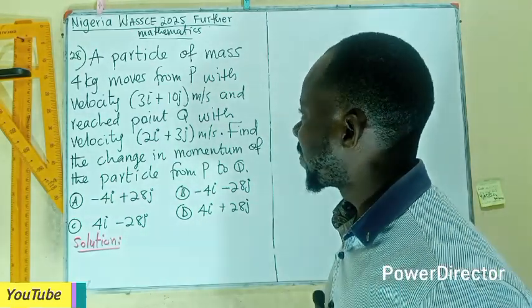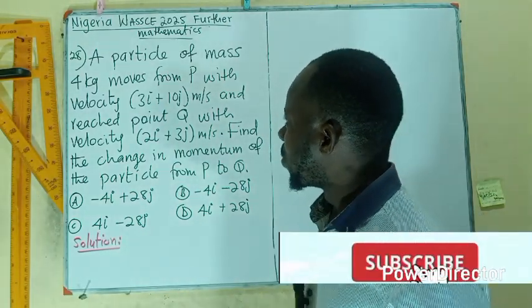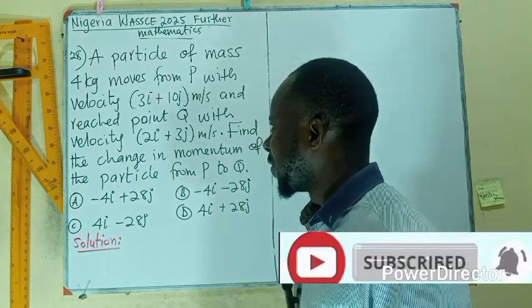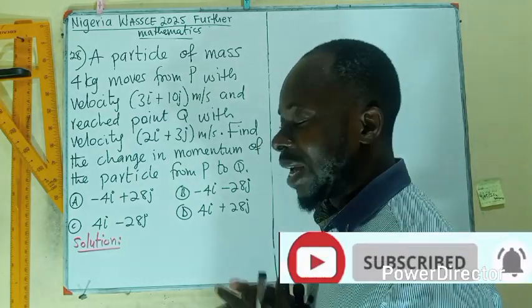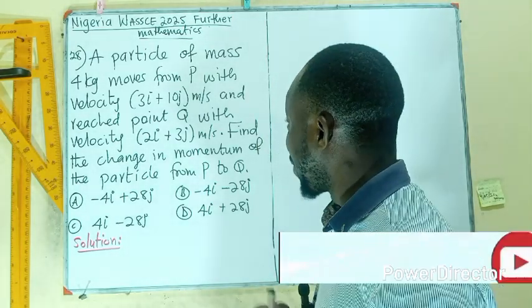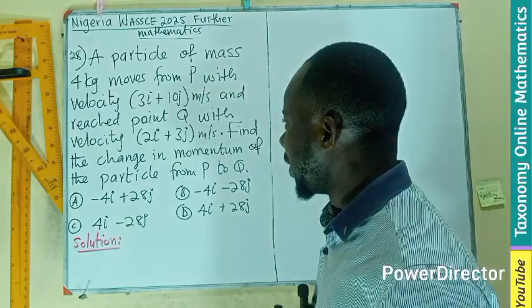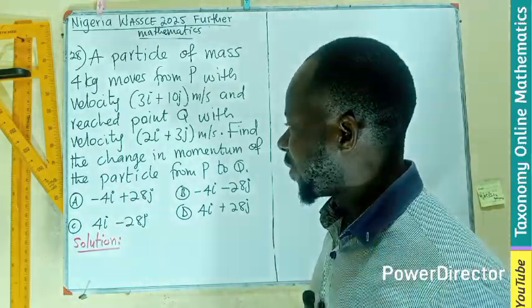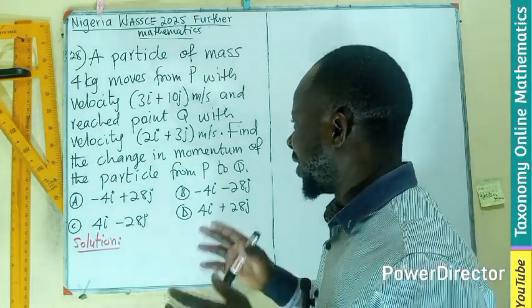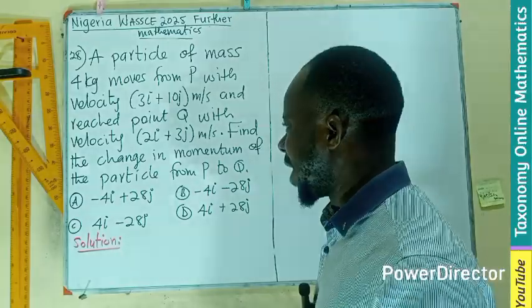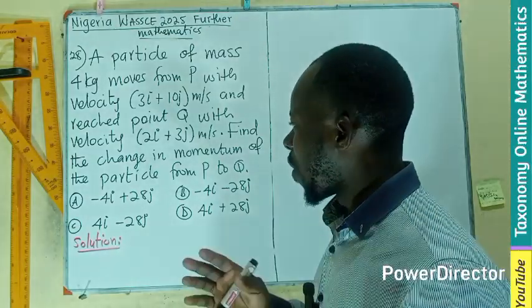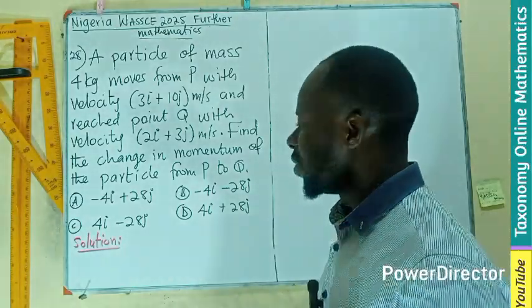A particle of mass 4 kilogram moves from P with the velocity 3i plus 10j meter per second and reaches a point Q with the velocity of 2i plus 3j meter per second. We have to find the change in momentum of the particle from P to Q.